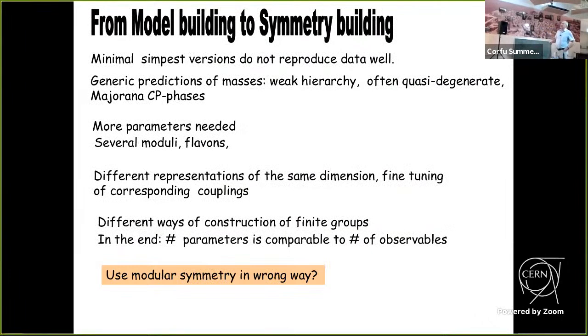Now, from model building to symmetry building, minimal versions will not work. So then you need to do something. You need to extend. You need to play with more complicated symmetries, with more moduli fields. You can also play with the way you construct a finite discrete symmetry group out of a starting continuous group, which is infinite. So there are various complications. You can use several modular groups. And at the end of the day, it's a question whether we are gaining something or not, or maybe our use of modular symmetry is not correct.